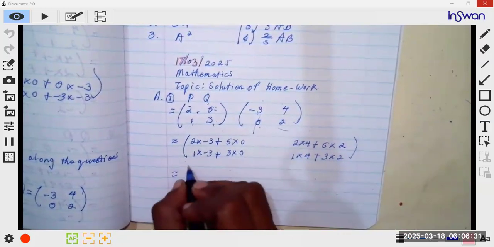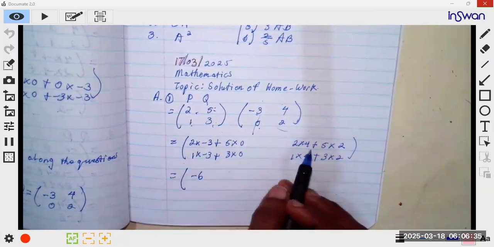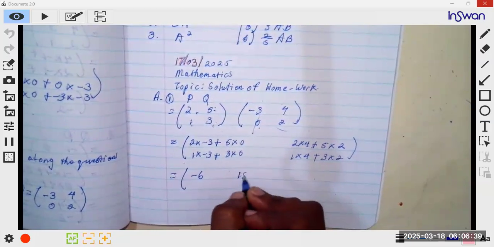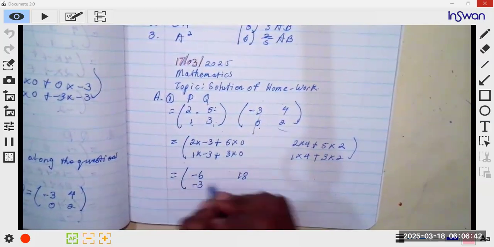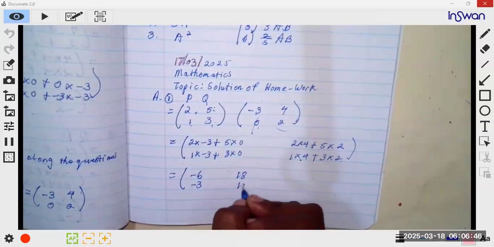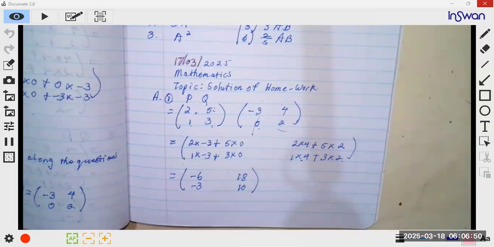So your final answer here will be minus 6. 4 2s are 8, 8 and 10 will be 18. Minus 3, and here 1 4 is 4, 4 plus 6 will give us 10. And this is the final answer for number 1. Any questions with that one? Yes or no?